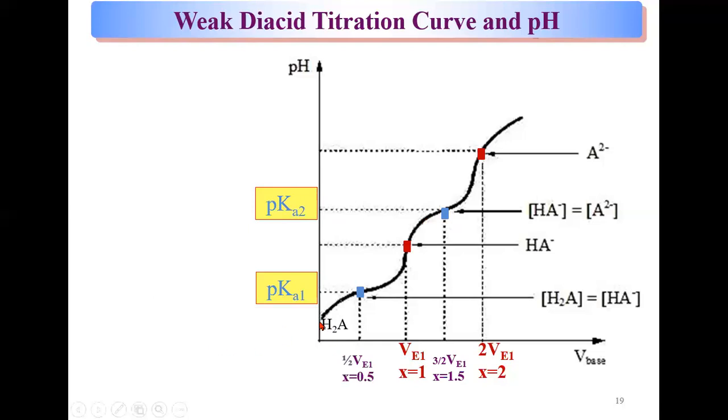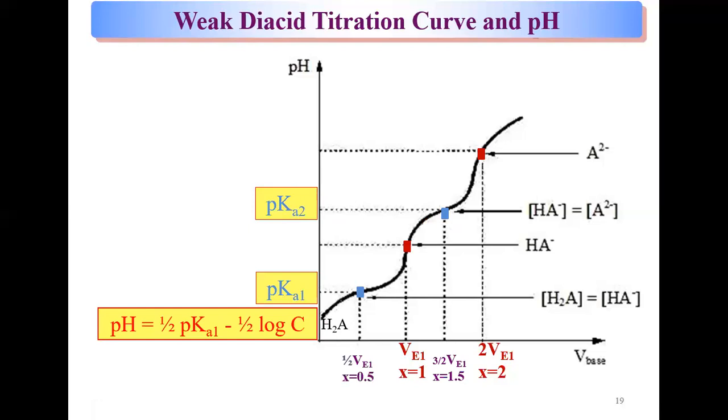Initial pH. Initial pH right at this point. What species do I have? I only have H2A. What is H2A? Yes, it's a weak diacid which acts hopefully as a monoacid, and for you guys in first year, it's only acting as a monoacid. What's the pH of a monoacid?